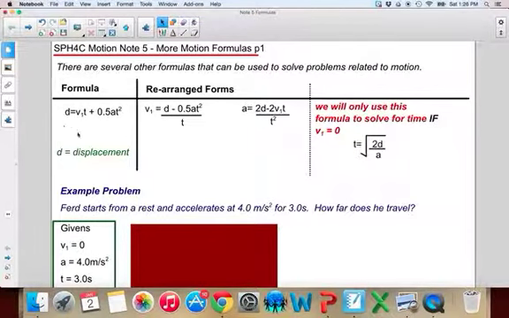Okay, d equals this. These two here are the exact same formula written out, isolating v1 instead of d, or isolating a instead of d. So these are really the same formula. This is the new formula I'm showing you right now. And at different times we have to choose different formulas.